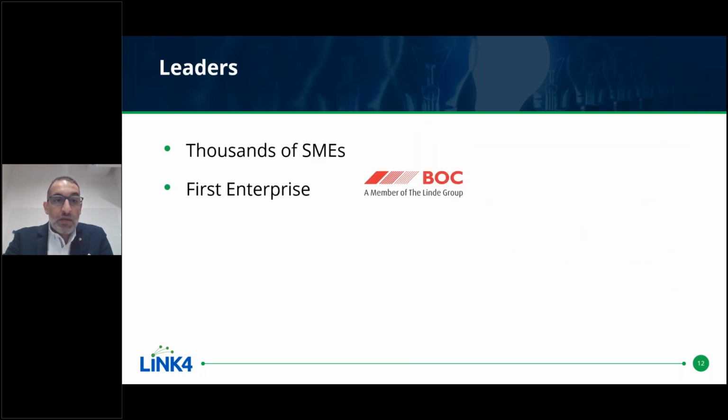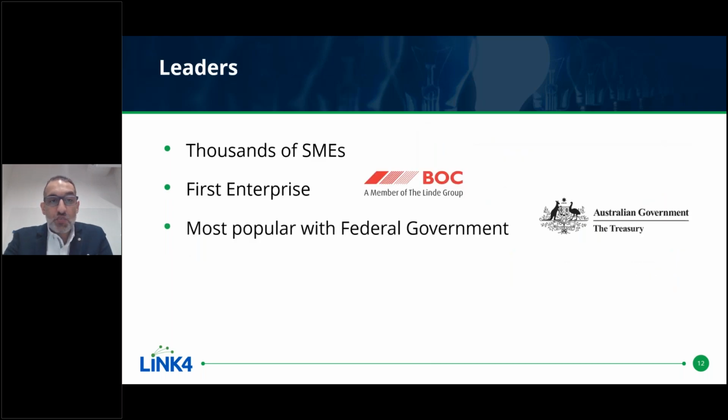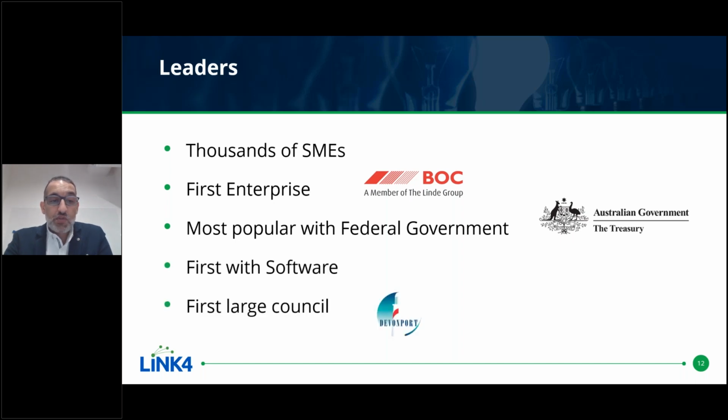So Link4, we are leaders with SMEs. We have more than 4,000 SMEs using our system now. They use different systems like Xero, MYOB, QuickBooks, and others. The first enterprise on the e-invoicing network in Australia, BOC Gas, uses Link4. We are most popular with the federal government departments, with more than 45 government departments across Australia and New Zealand. We were also first with software solutions like Xero, MYOB, and QuickBooks since 2016. And the first large council on the e-invoicing network, Devonport Council, is using Link4, and other councils are now using Link4 as well.